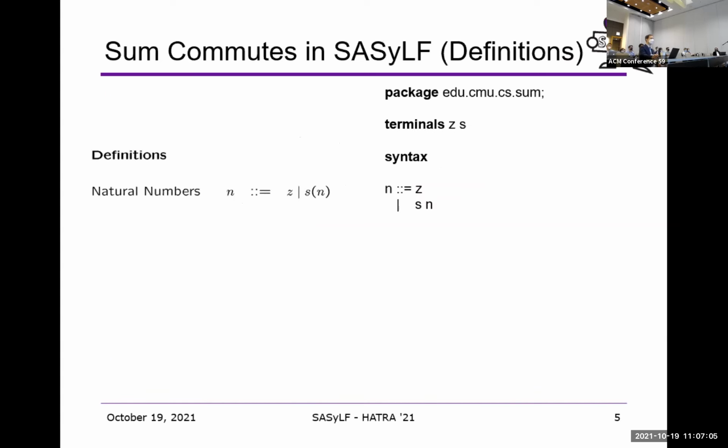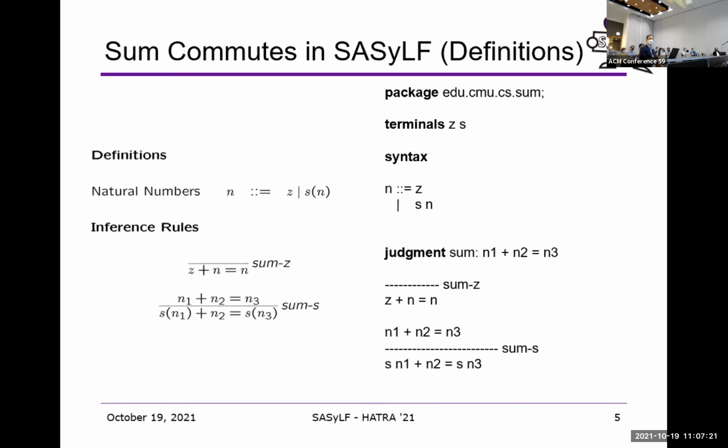What does this actually look like? So here is a little definition of natural numbers. And you can see kind of on the left what you might write in a paper. You can see on the right SASyLF. So we declare terminals Z and S. We have syntax with B and F. We define a judgment, and then we can write rules, with kind of ASCII syntax with the premises above and the conclusion below the rule. And so you see there's a pretty straightforward mapping.